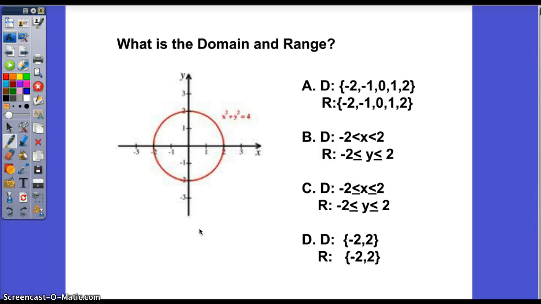All right, guys, first for this warm-up, we are going to decide what is the domain and the range of this graph. Take a second, check your answer, and then hit play, and I will let you know the answer.